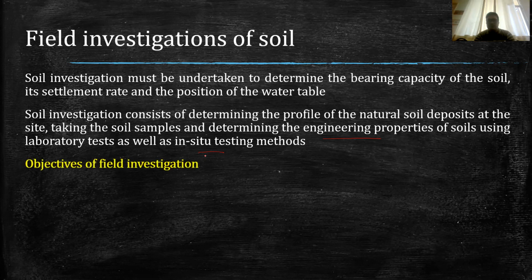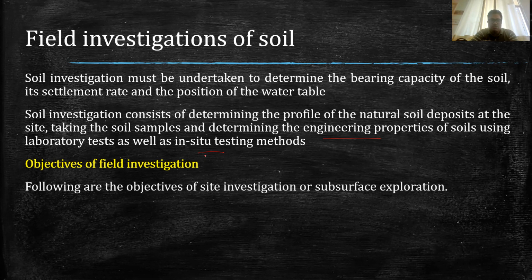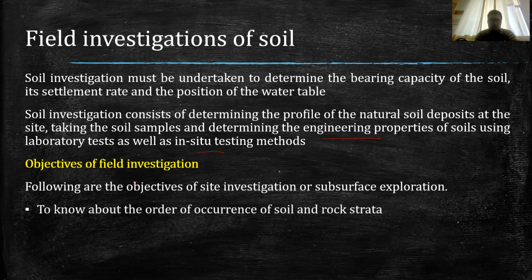So basically, first we will see what is the objective of this field investigation, why do we do this field investigation. So basically there are some objectives. The first objective is to know about the order of occurrence of the soil and rock strata. Well, we know that soil deposits are in layers on any ground. So maybe on the ground level, there may be sandy soil, and at some depth, there may be a clay soil. Then at another depth, there may be silty and clay soil. So generally, soil occurs in layers.